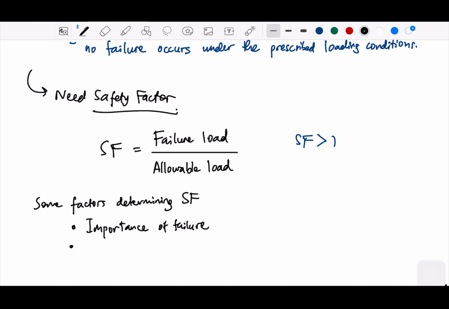And then the second one, maybe accessibility for inspection or repair. Imagine that maybe the equipment is not easy to be accessed or to be inspected. Then we need to make sure that it is really, really good. So that's why we need to make the safety factor as high as possible, if that happens, right?